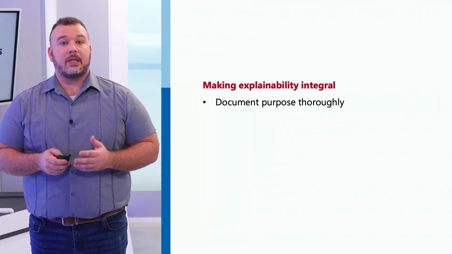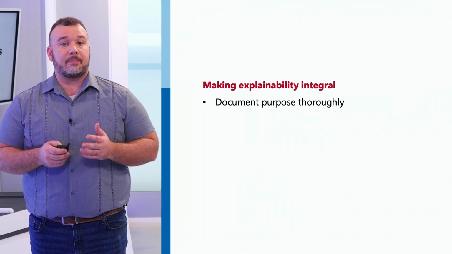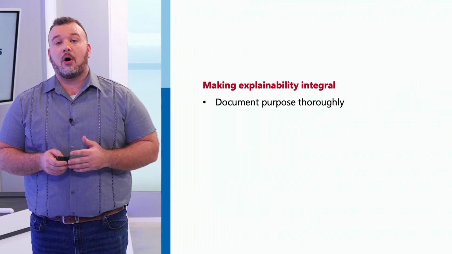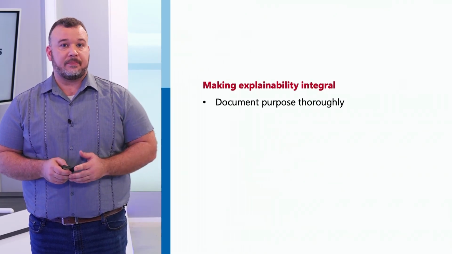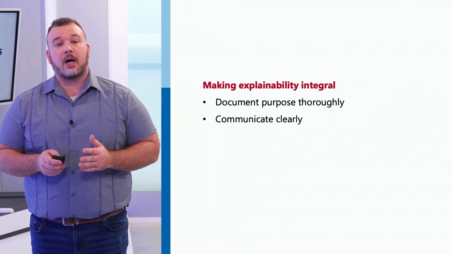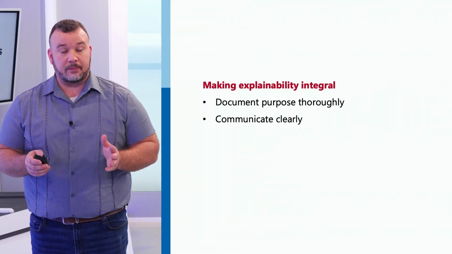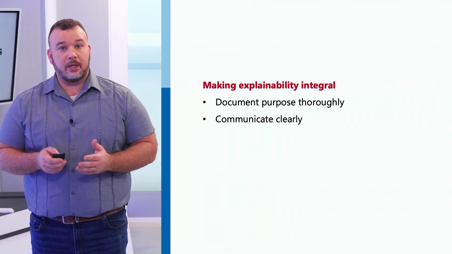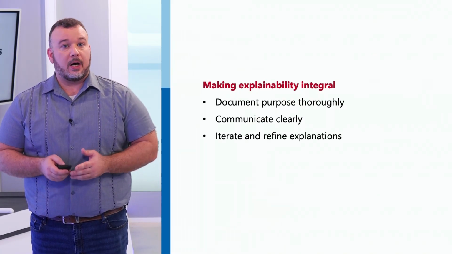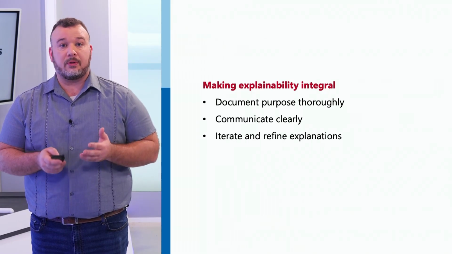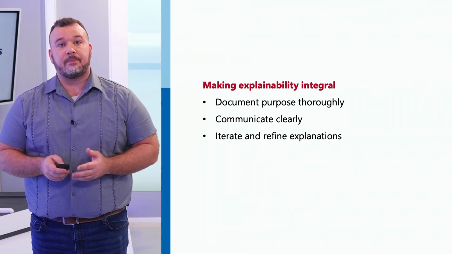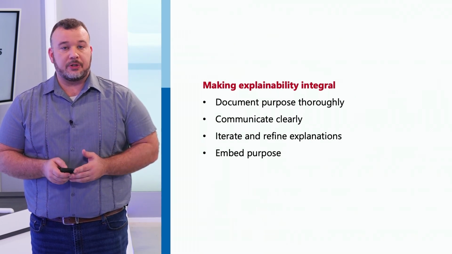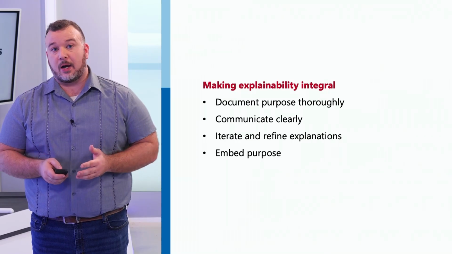To make explainability integral, it's important to document purpose thoroughly. This includes things like goals, assumptions, and constraints, all the way from the initial design phase. Communicate clearly with non-technical audiences. Avoid jargon. Use accessible language and visuals to explain the system's purpose. Iterate and refine those explanations. Update your documentation to reflect changes in both functionality or scope. Embed purpose in the user interface. Use built-in explanations, or tooltips, to clarify why certain outputs are generated.